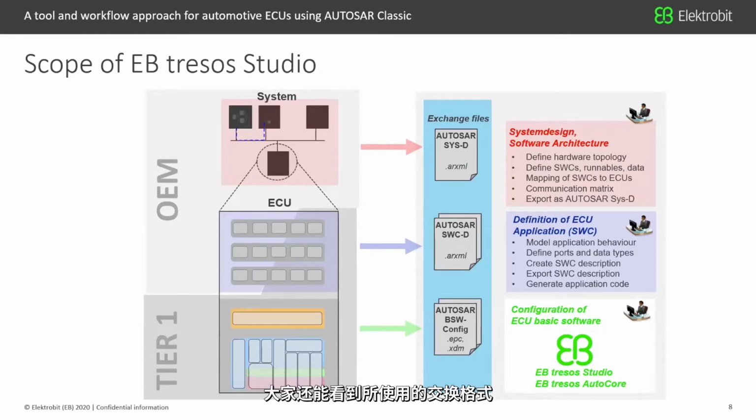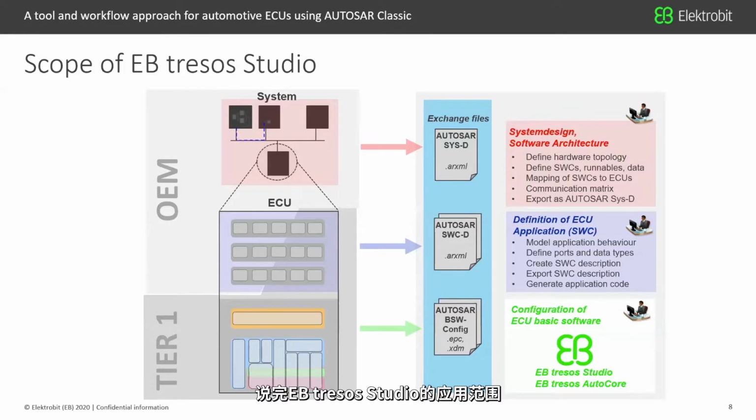You also see which are the exchange formats used. So besides the EPC files here, which are actually also technically AUTOSAR XML files, tresos is using its own file format for storing the ECU configuration, which allows for embedding additional features like describing constraints between configuration parameters. So this is why the XDM format appears here as an additional file format.